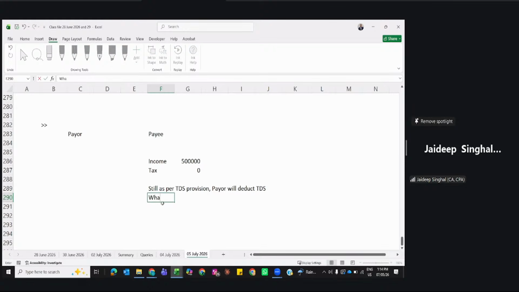Now, what can the payee do? The payee can request the assessing officer for a lower deduction certificate or no deduction certificate. If TDS is to be deducted at a lower rate or no deduction is to be made, the payee can request, and the assessing officer will see your case and can give you this certificate.